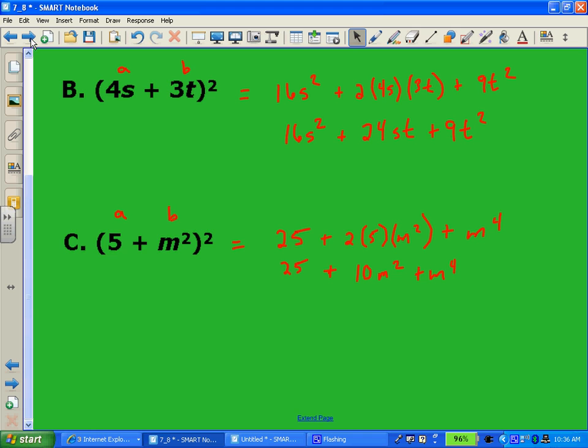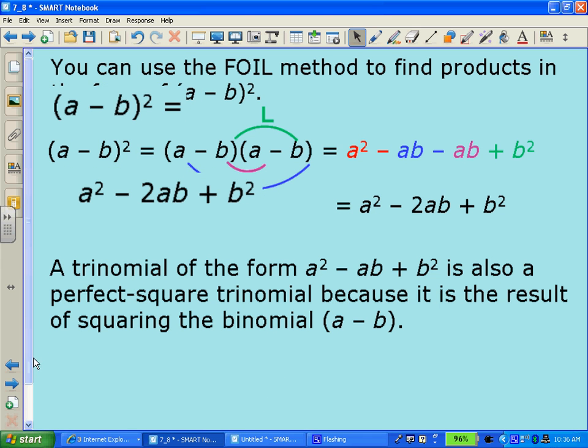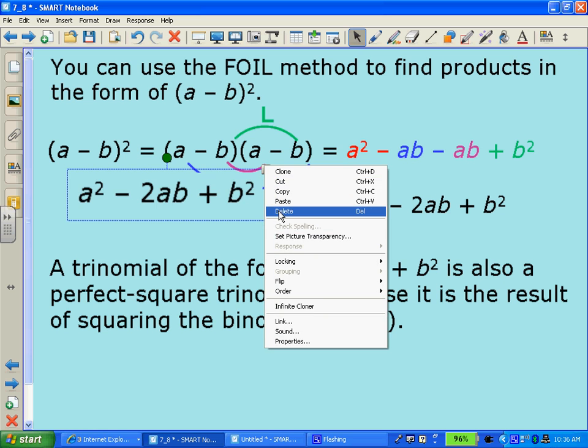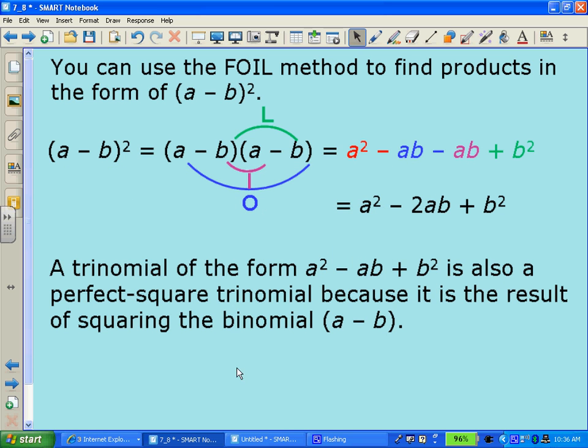Now we can do the same thing when we have a minus b. A minus b squared is also a perfect square trinomial. If we FOIL that, we're going to get a squared minus ab minus ab plus b squared. So that gives me a squared minus 2ab plus b squared. Again, I can use the same shortcut. The difference is that instead of having plus 2ab, I have minus 2ab.